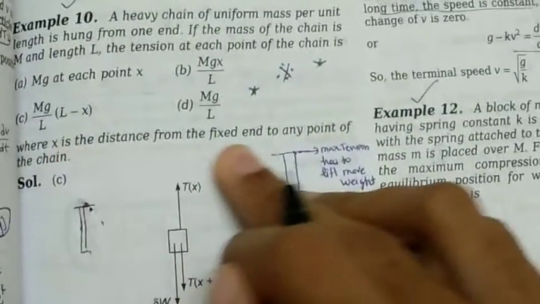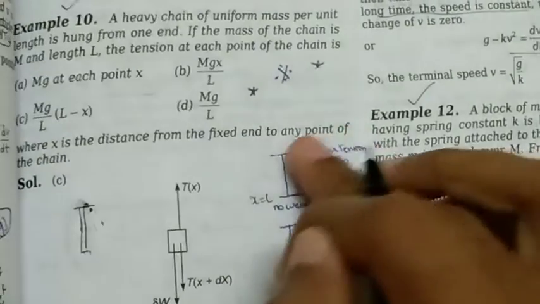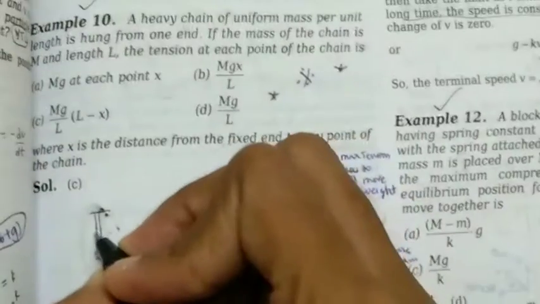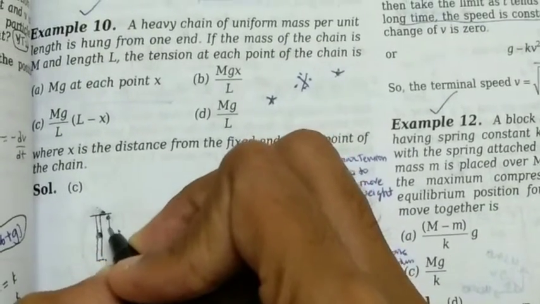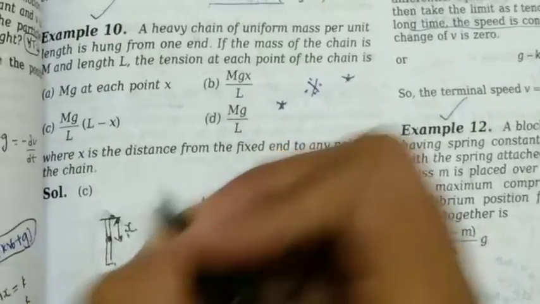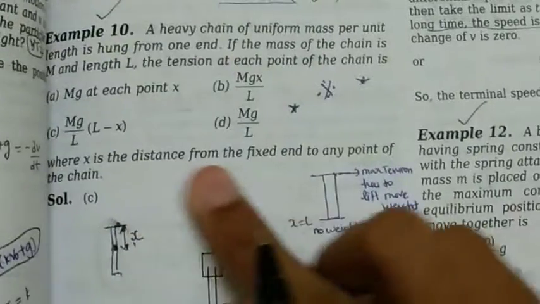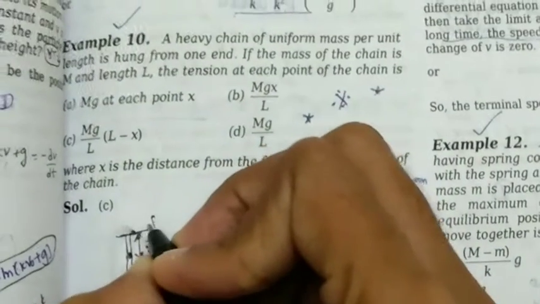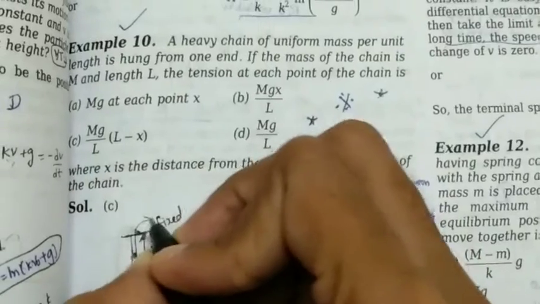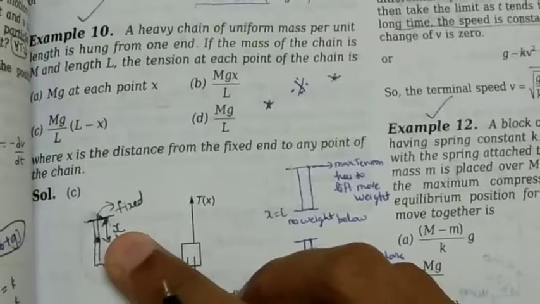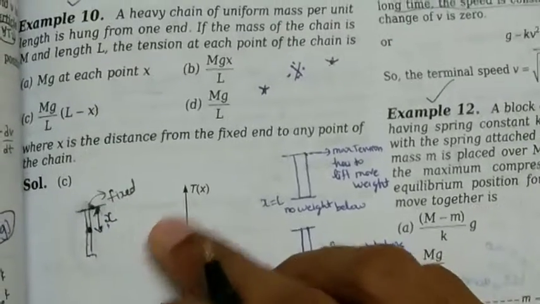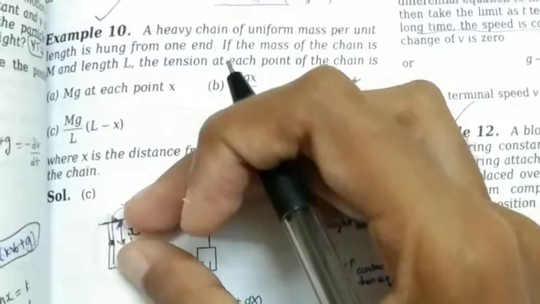And x is the distance from fixed end to any point of the chain. That means suppose this is some certain point on this chain, so x is nothing but the distance from the fixed end to any point on the chain. So this is the fixed end, this end of the chain is fixed. From the fixed end to any point on the chain, that is nothing but x.